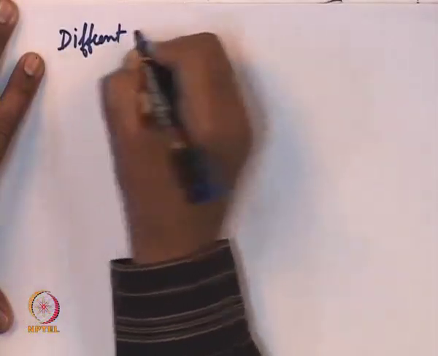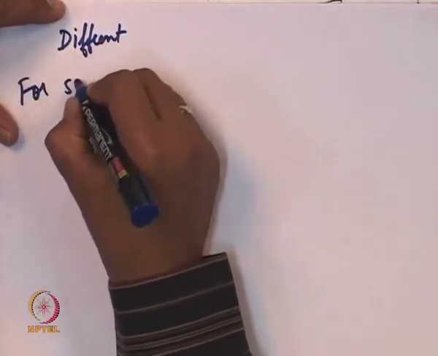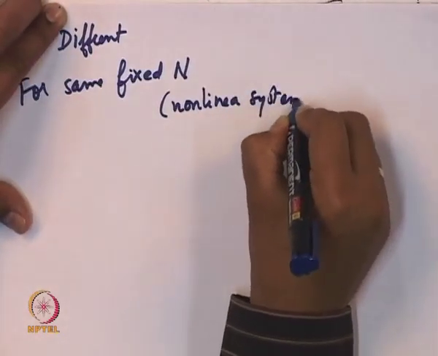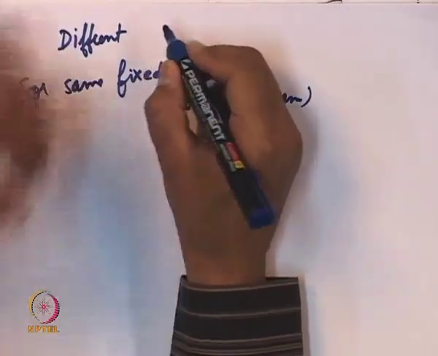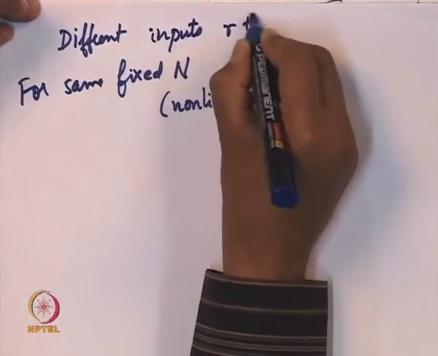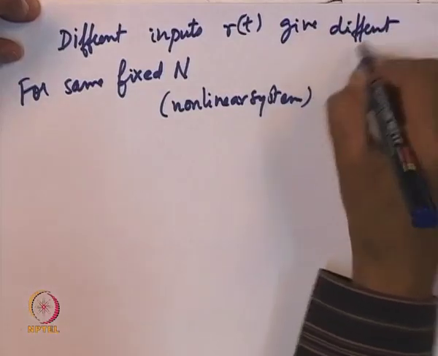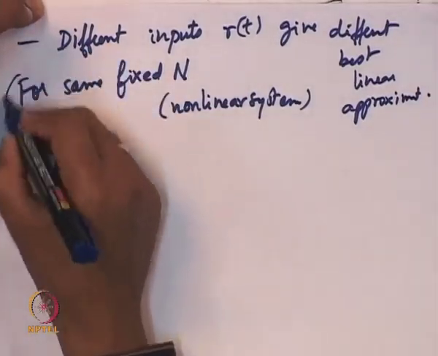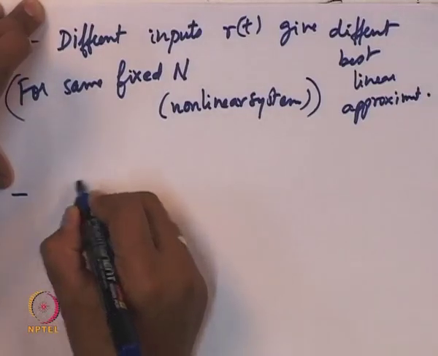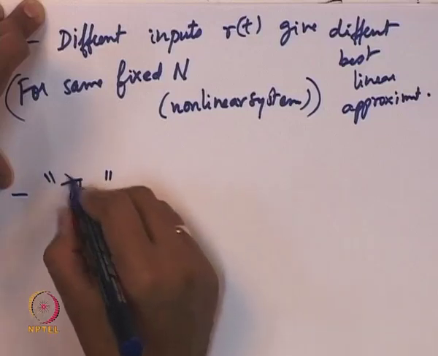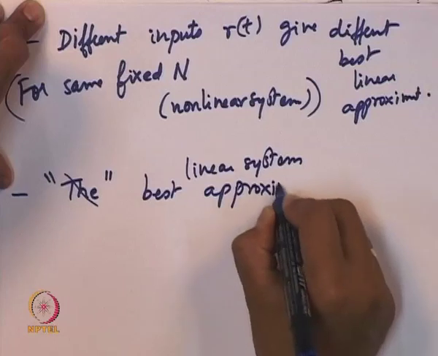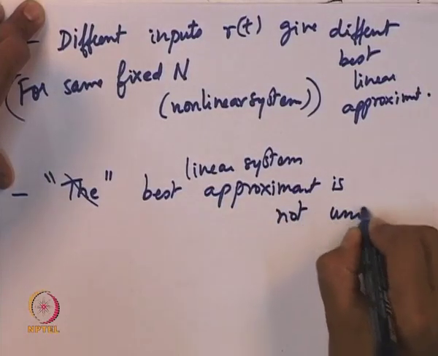It turns out one very important result is that for the same fixed nonlinear system N, different inputs r of t give different best linear approximants. First important point: even for the same fixed nonlinear system. Second, it is not even reasonable to call it the best, because the best linear system approximant is not unique.